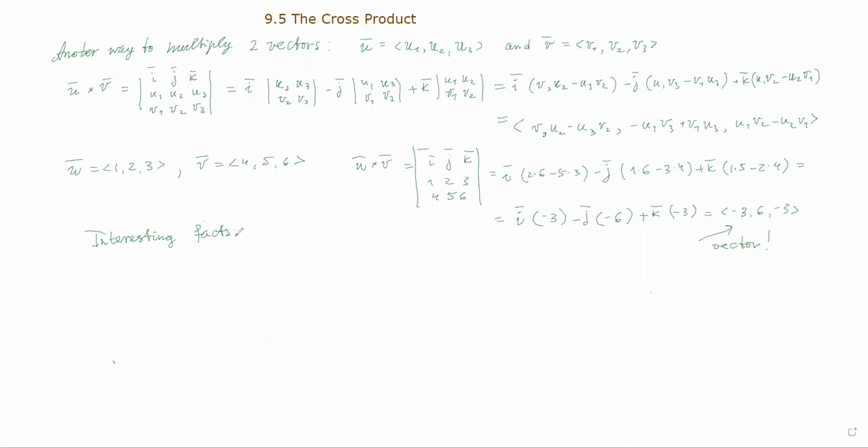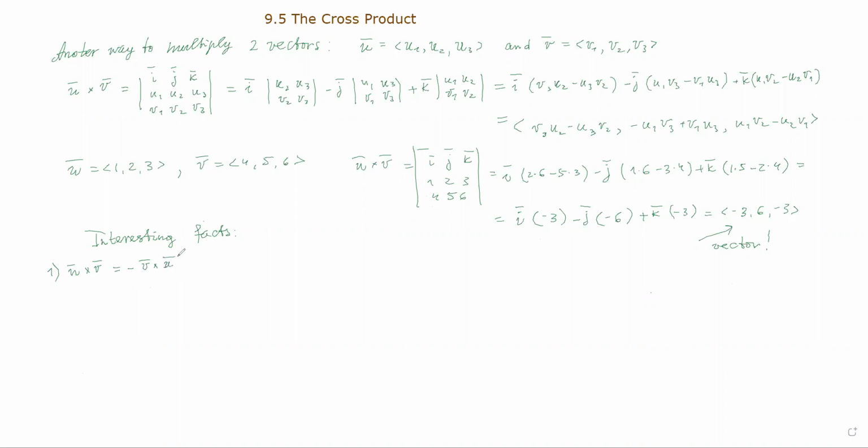Fact number 1. Remember that dot product was not sensitive whether you put v first or u first or switch them, because it's just a product of coordinates. Does not matter in which order you multiply them. Cross product is going to be sensitive to the switch of the vectors. So my first interesting fact is that cross product of vector u and v is going to be minus cross product of v and u.